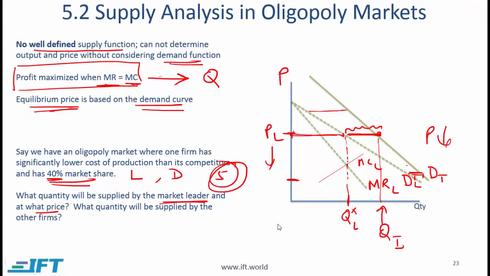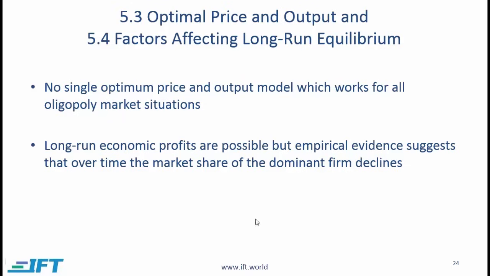Recognize that over here we've done the supply analysis for only one type of oligopoly, the dominant firm oligopoly, and that's all you really need to focus on because that is what is described in the curriculum. Sections 5.3 and 5.4 are very short. 5.3 deals with optimal price and output. 5.4 talks about factors affecting long-run equilibrium.